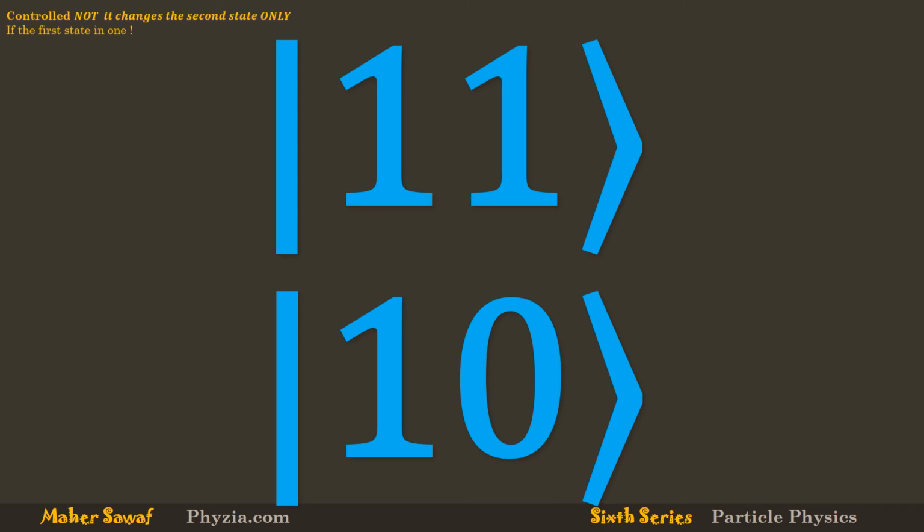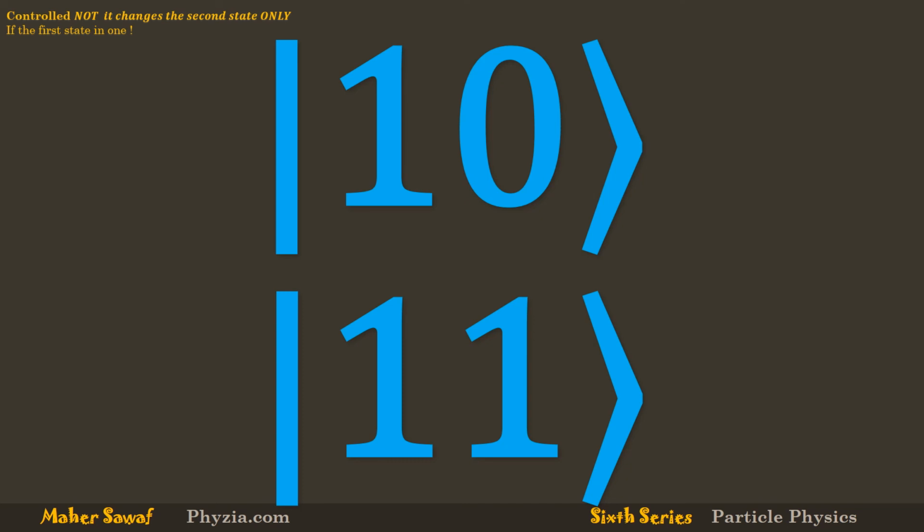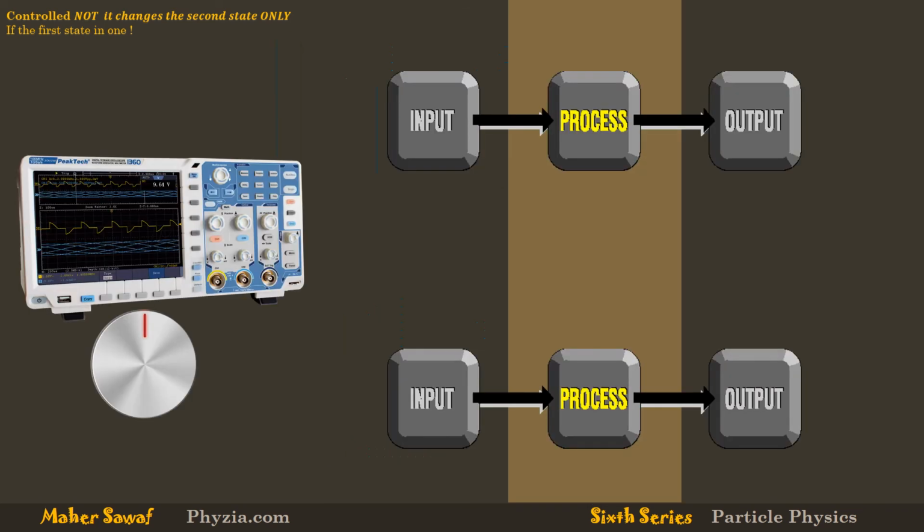But if the input is 1, 1, that means the first qubit is 1, so we change the second qubit. The output will be 1, 0. And in case the input is 1, 0, the first qubit is 1, so we change the second qubit and we apply the NOT gate. So it becomes 1, 1.